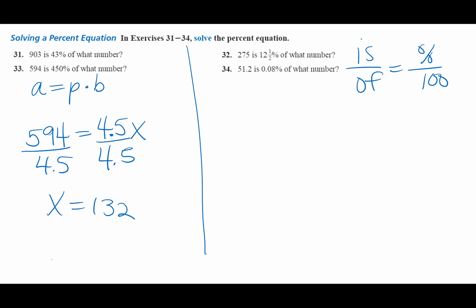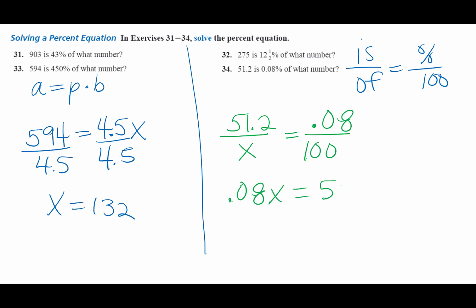Okay, let's do 34 in the same method. It says 51.2 is, so that's our is number. 100 will go in the denominator. Here's our percent, 0.08. So we can just put it exactly the way it's written, just take off the percent sign. Of what number? That's where your variable, the missing number, will go. Now we'll cross multiply to get 0.08x equals 5,120. Divide both sides by 0.08 to get 64,000.